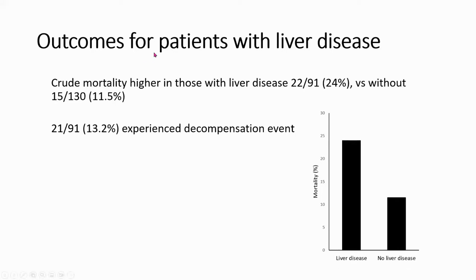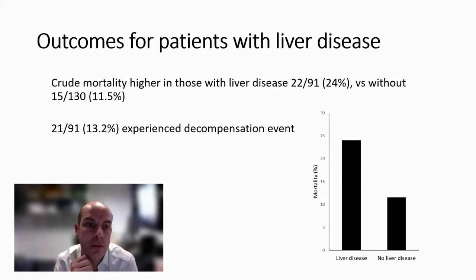Thanks, Klaus. So we just put a couple of slides in following on from that about, does all of this matter? We've all talked a lot about the presence of liver disease in these patients, but what's the impact of that in terms of patient outcomes? So I've just included some of the data from our cohort here, and this is just crude mortality rates of those with and without liver disease.